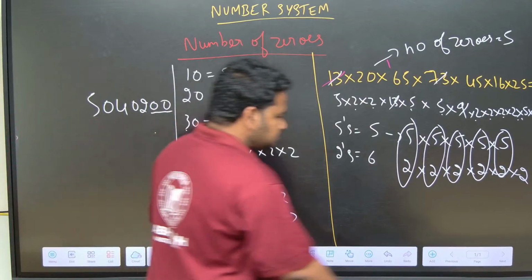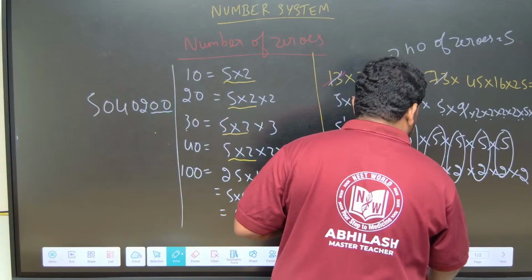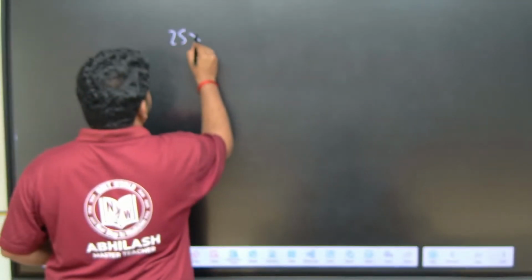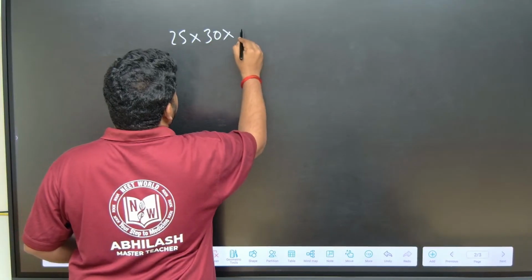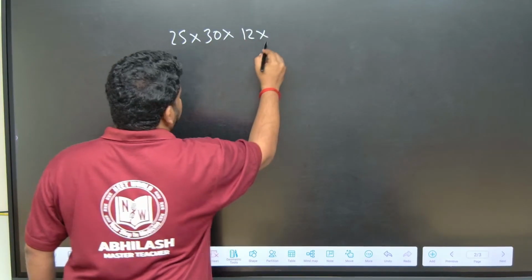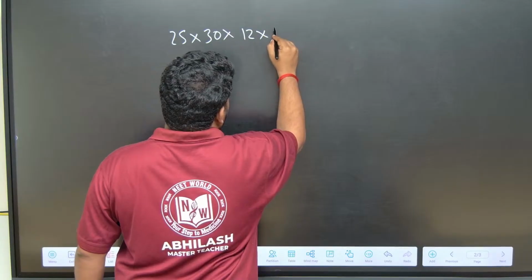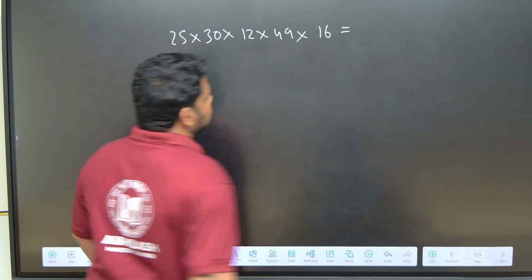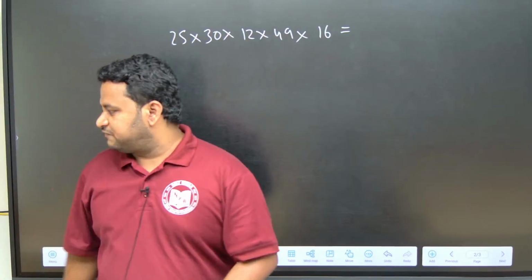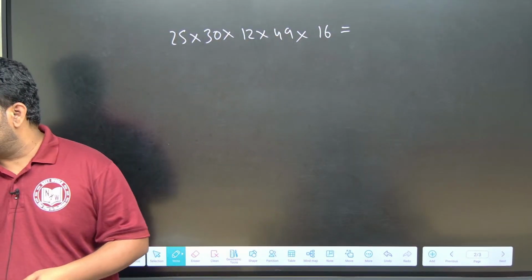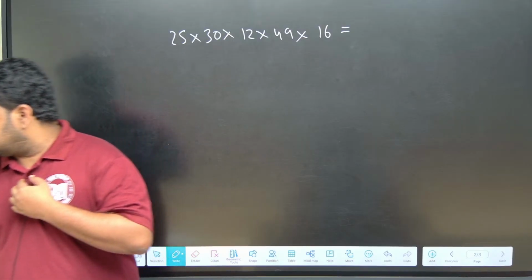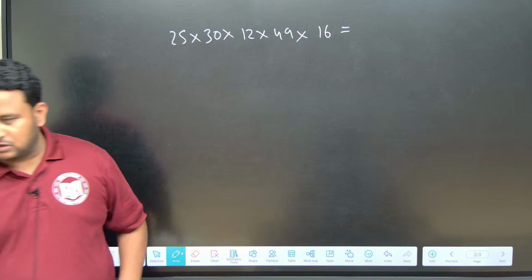Okay. Now, I will give you one more question where you have to find the number of zeros. See here, 25 into 30 into 12 into 12 into 49 into 16. Find out the number of zeros. Online students, please try this. Shamala, Tejas, please try to solve this question.